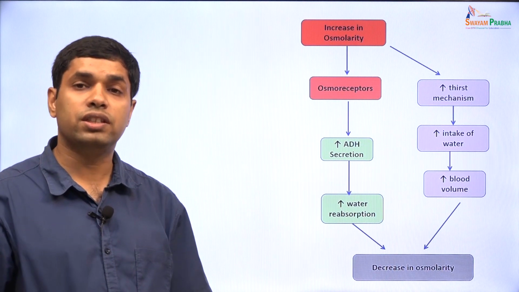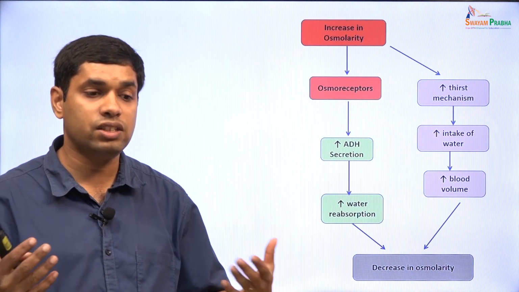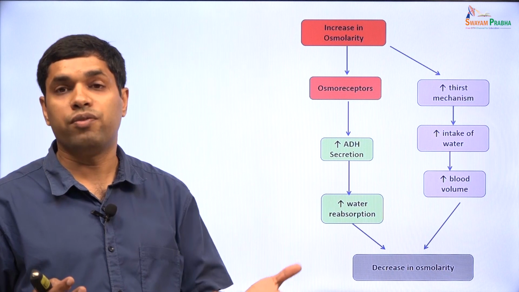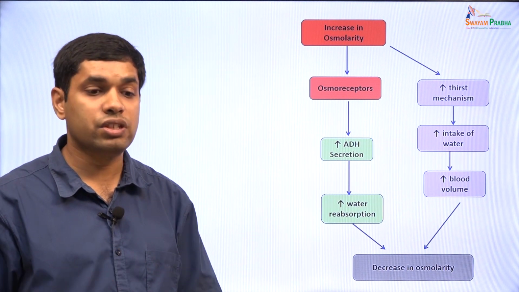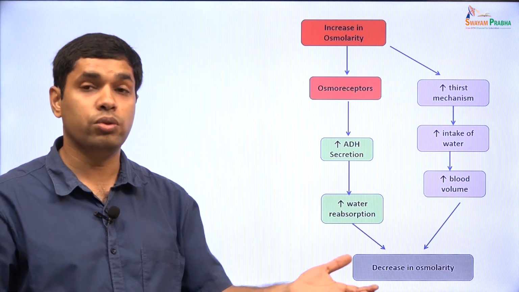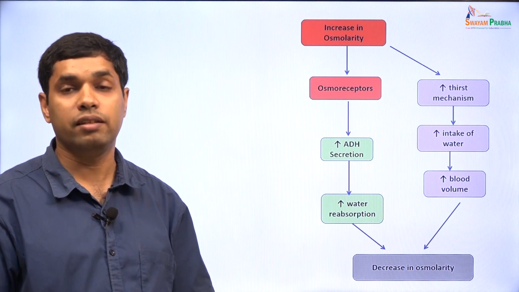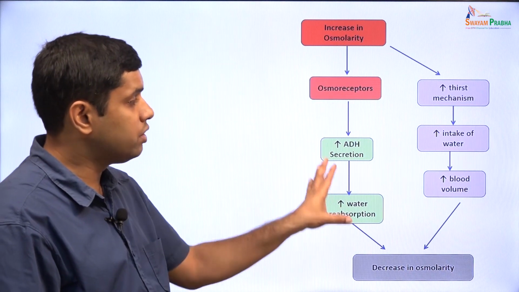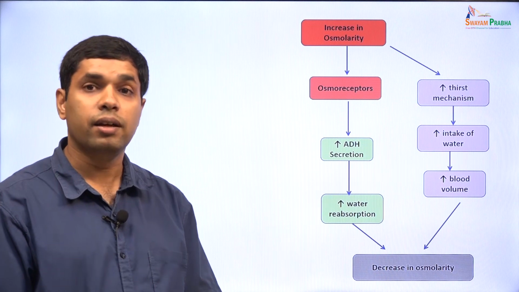Now, what are conditions in which the osmolarity increases? Let's say it's a very hot day and we have been exercising, we have lost a lot of water through sweat. The osmolarity of plasma can increase. Let us say that a person has severe burns and there is a loss of water through the burns, then the person can get dehydrated and the osmolarity can increase. So in all those conditions when there is an increase in osmolarity, these are the mechanisms by which the body is able to bring the osmolarity back to normal.